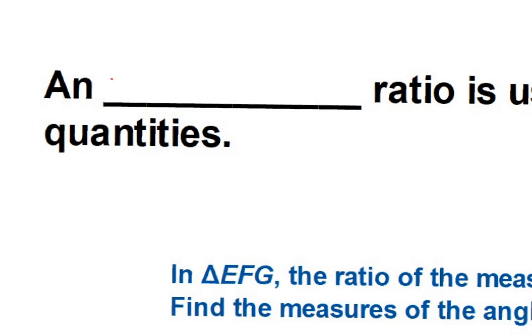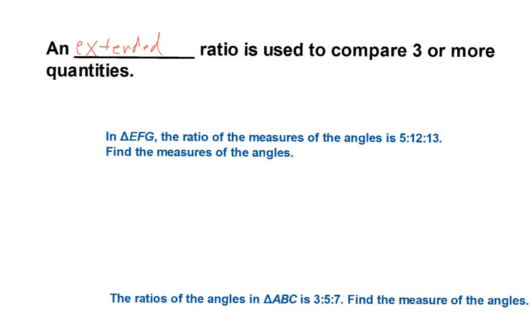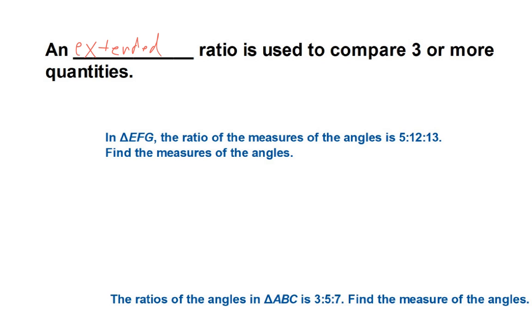An extended ratio is used to compare 3 or more quantities. So we don't have to set it at just 2. We can have 3 or more. This is actually pretty common. So the ratio of the measures of the angles is 5 to 12 to 13.